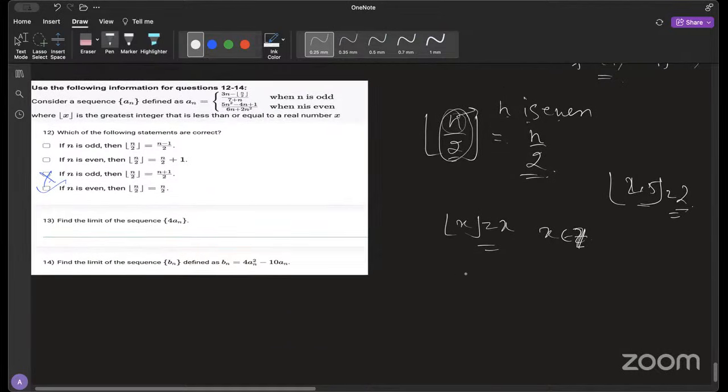Madam, the first option is correct, no? Yeah, we'll come to that, because doing it for even ones is easier. That's why I discussed the even part first.